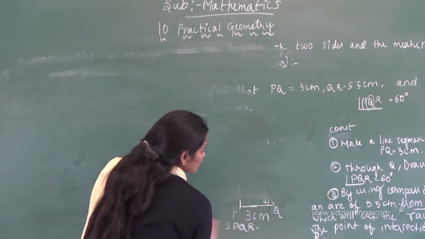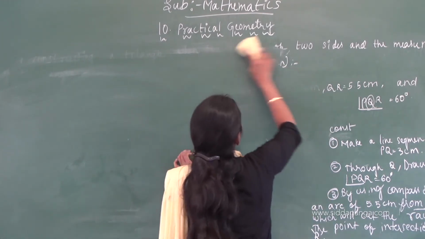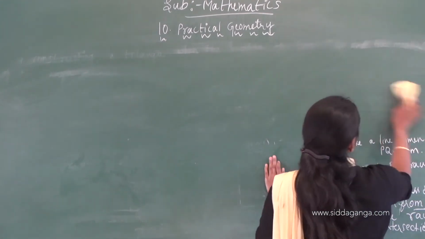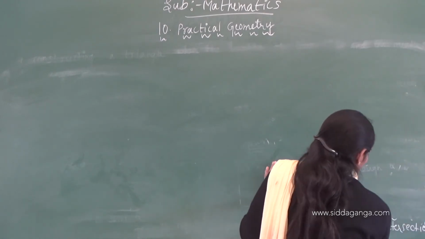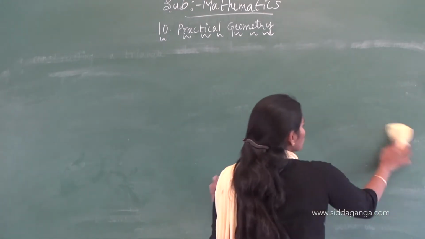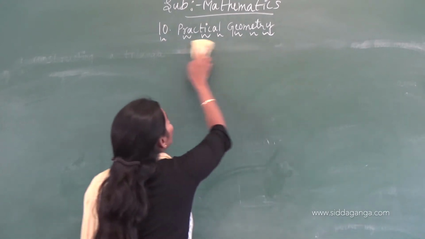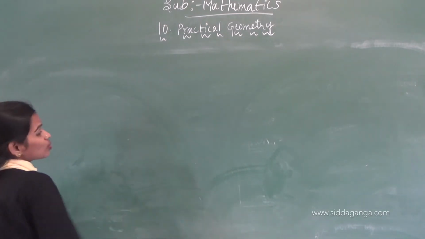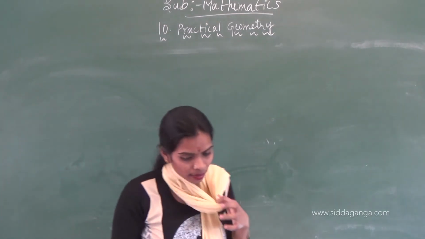I think you are understanding. If they give the included angle only, we can construct. Otherwise, we can't construct. Correct?